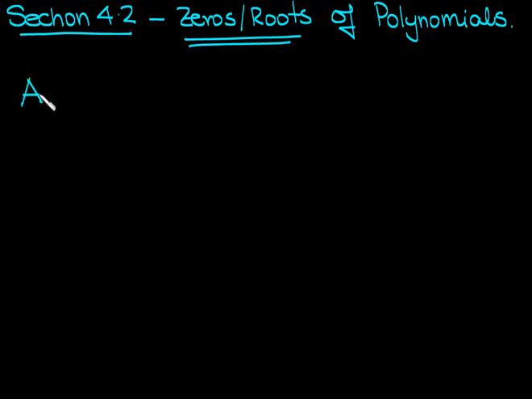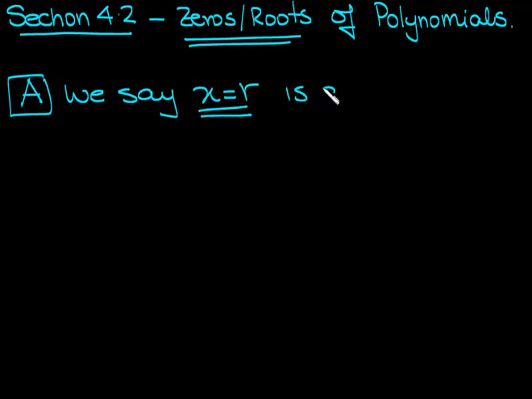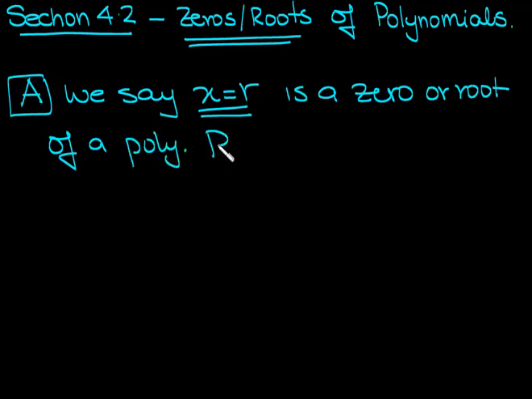We say x is equal to r is a zero or root of a polynomial. I'll abbreviate that p, or some polynomial p of x, if p of r is equal to 0. If I replace this x with r, I get 0.